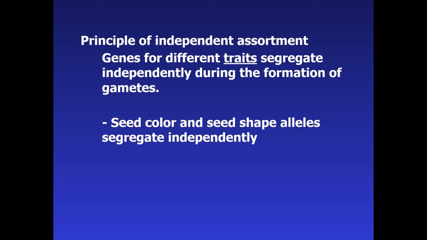Okay, principle of independent assortment. We kind of talked a little bit about this when we were talking about segregation last section, but basically genes for different traits segregate independently during the formation of gametes, which are sex cells. The seed color allele and the seed shape allele, they segregate independently. They're not together.